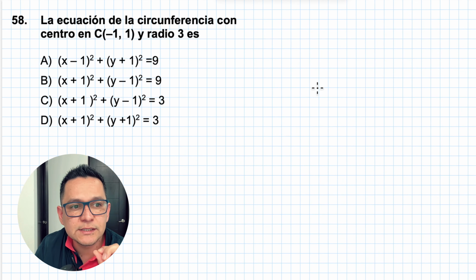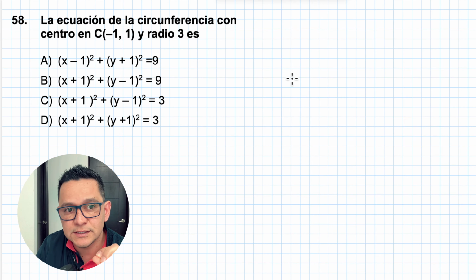The equation of the circle with center at -1, 1 and radius equal to 3 is, and they give us 4 options.